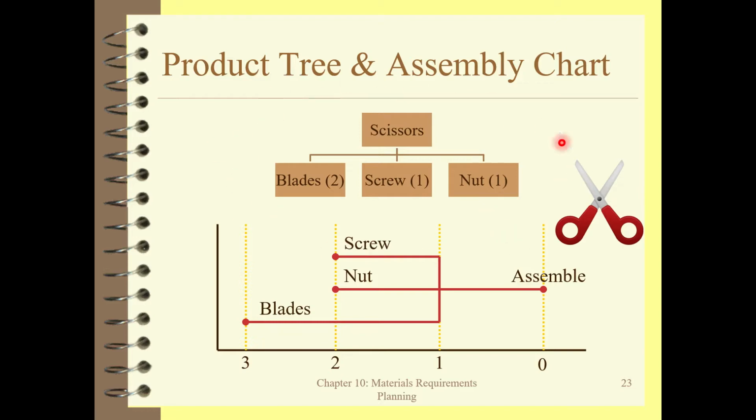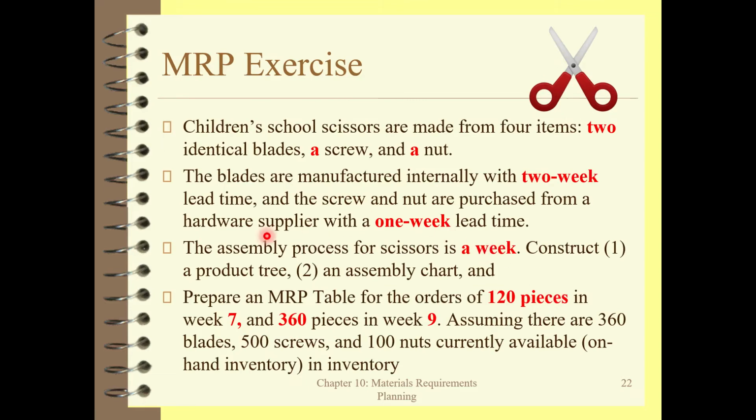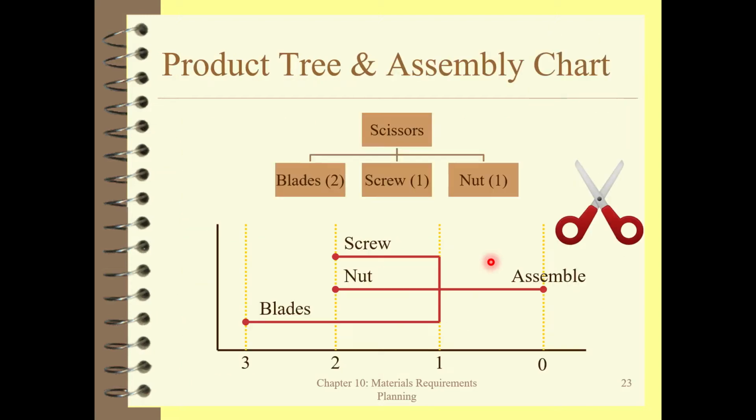And the assembly chart, okay, you need the scissor here at time 0, right? And it says that the assembly process for the scissor takes 1 week. So here, backward 1 week, everything must be ready at the beginning of week -1 if you want to get the product at the beginning of week 0. So screw, nut and blade must be ready here.